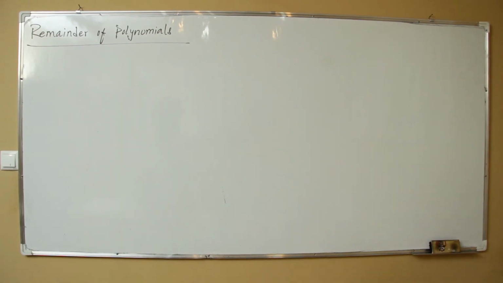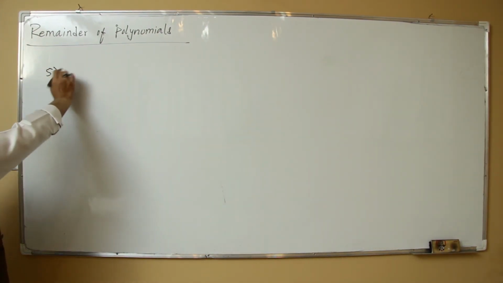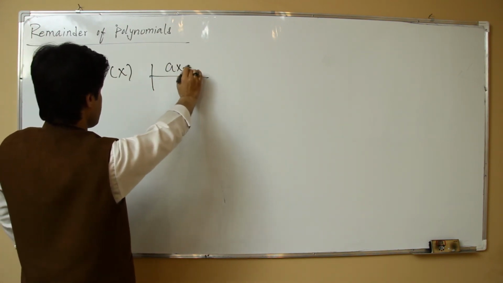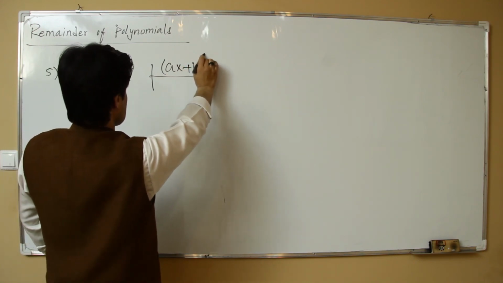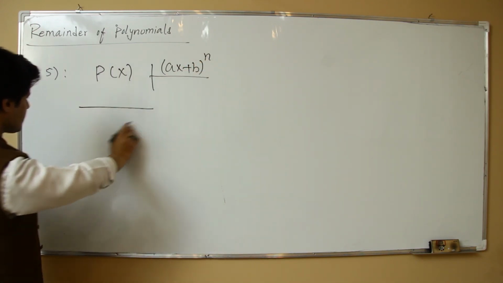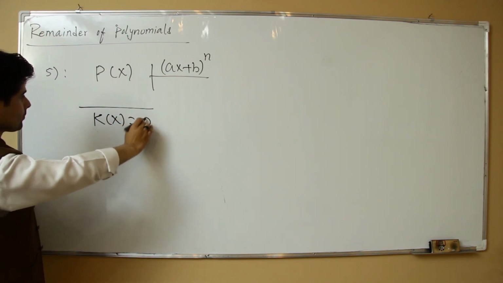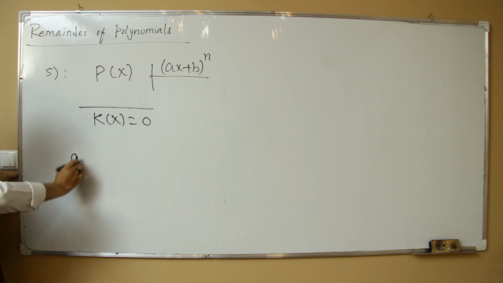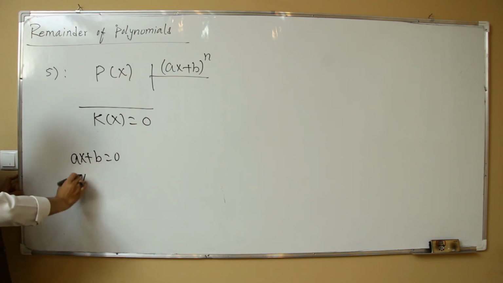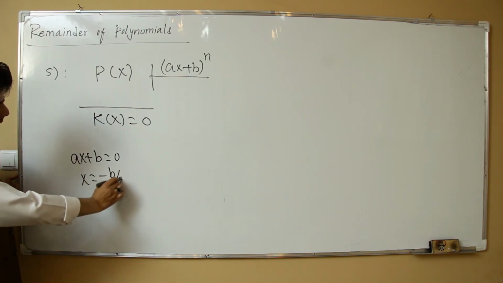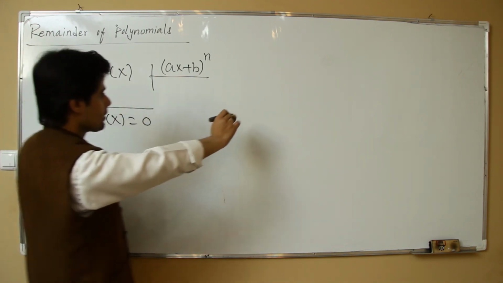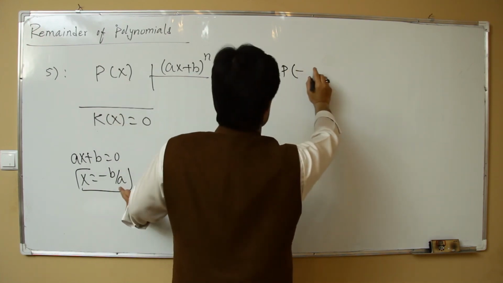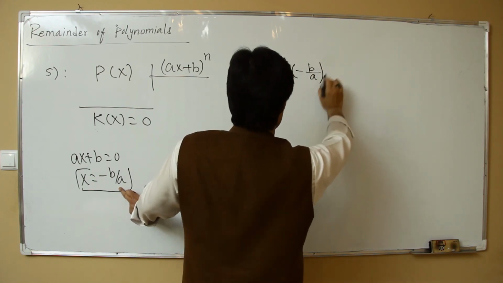Write it, please. The last one: if we have p(x) divided by (ax plus b) whole raised to the power n, and the k(x), the remainder, is 0, then you have to know what the remainder is. ax plus b equal to 0, so you will find x is minus b divided by a. Now put this one in here, so it would be p of minus b divided by a. This one is 0.